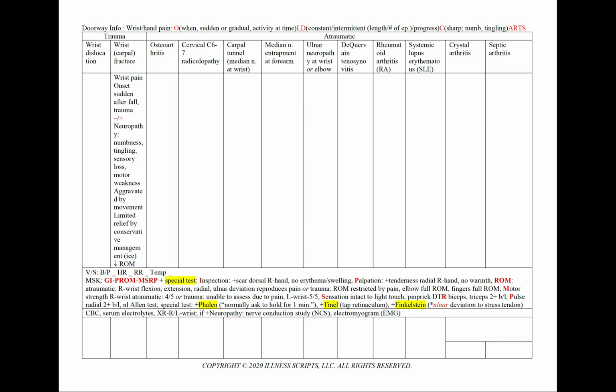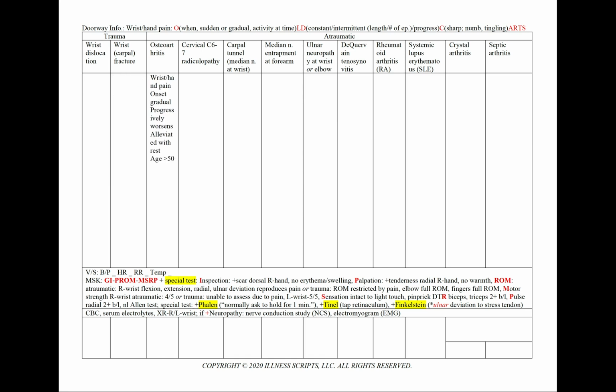In a wrist or carpal fracture, we'll see wrist pain, an onset again that's sudden after a fall or trauma, and since the fracture can involve the underlying nerve, we could note a neuropathy, or numbness, tingling, a sensory loss, or motor weakness. It will be aggravated by movement and will find limited relief by conservative management because the underlying fracture hasn't been fixed, and we'll also see a decreased range of motion.